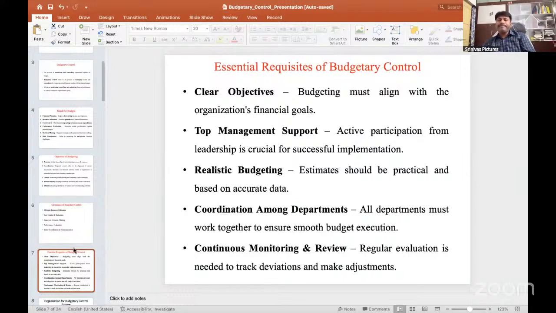Next, realistic budget. Estimates should be practical and based on accurate data. So realistic means what? Whatever we are estimating, the true estimation of those figures should be practical and accurate. If you take fake data, your result will also be fake. That again is going to give wrong interpretation and wrong disturbances.